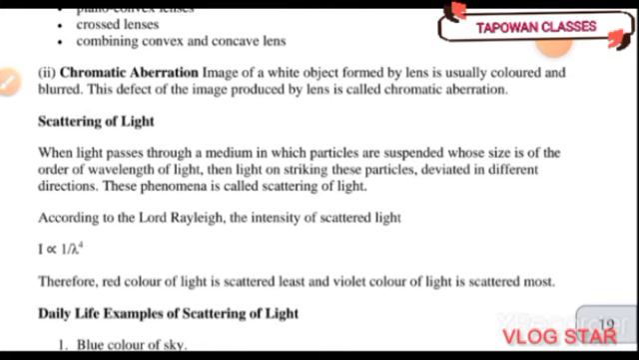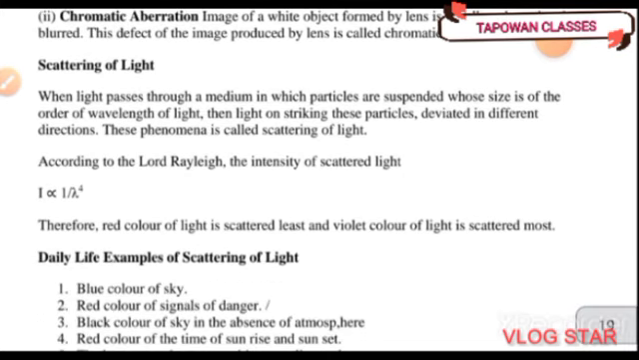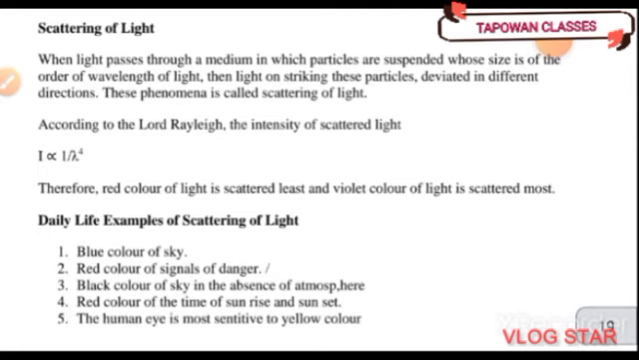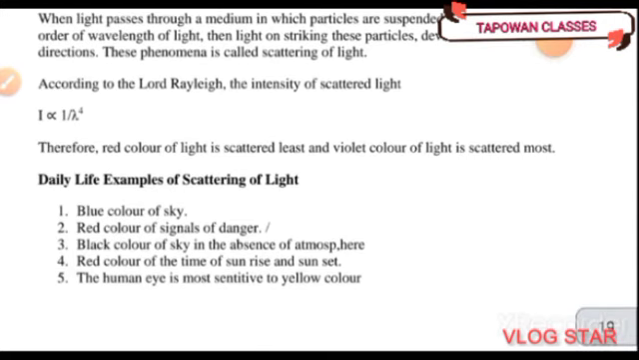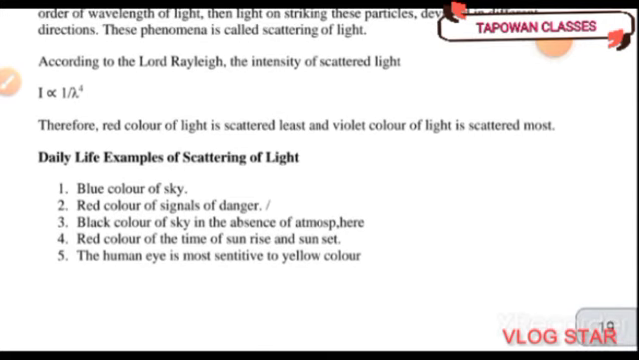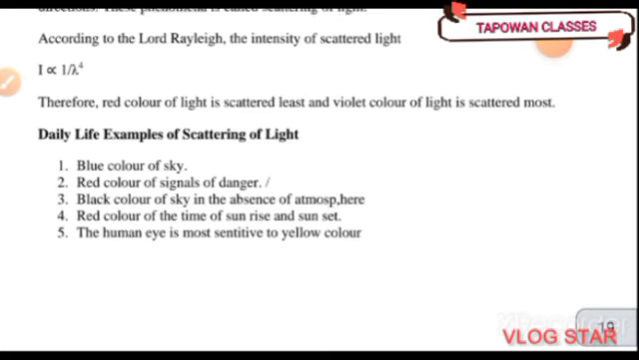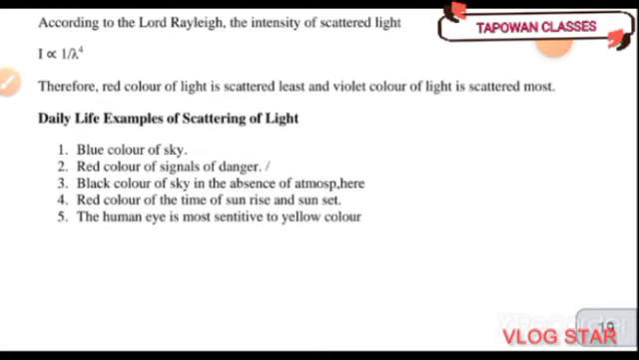Now we come to the point of scattering of light, which is very important. When light passes through a medium in which particles are suspended whose size is of the order of the wavelength of light, the light striking these particles is deviated in different directions. This phenomenon is called scattering of light. According to Lord Rayleigh, the intensity of scattered light I is proportional to 1/λ^4. Therefore, red light is scattered least and violet light is scattered most.